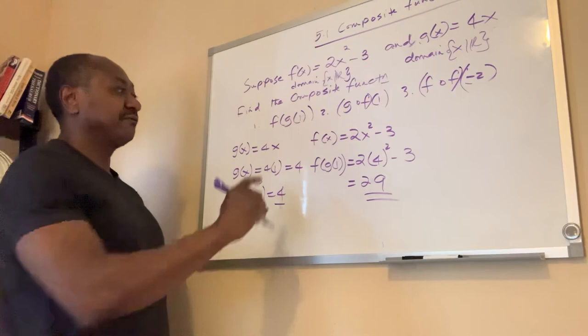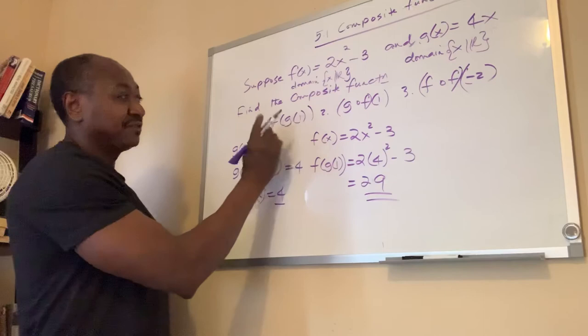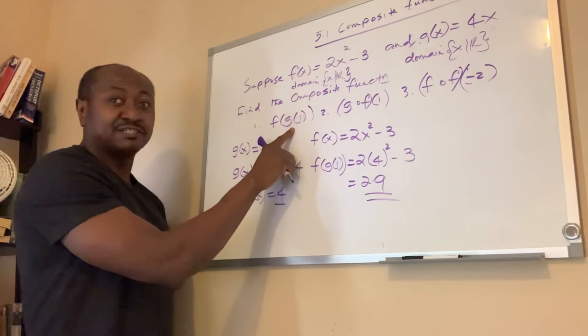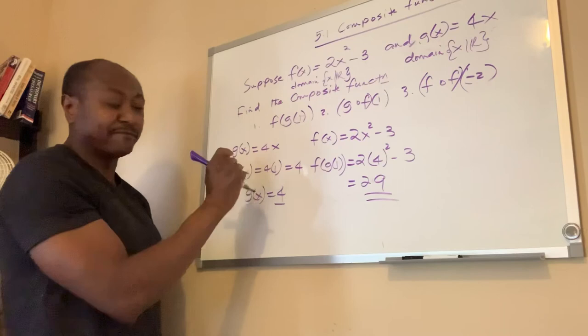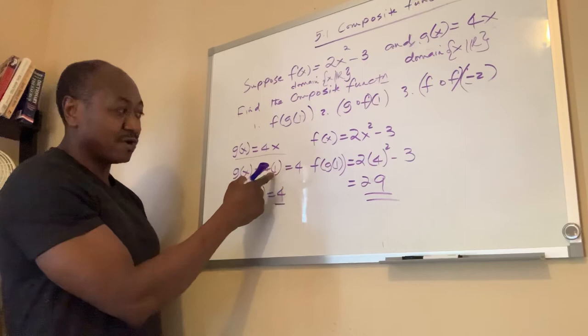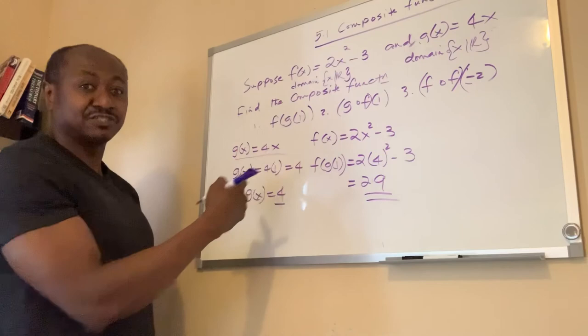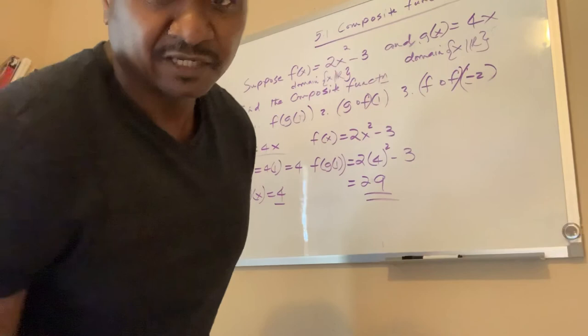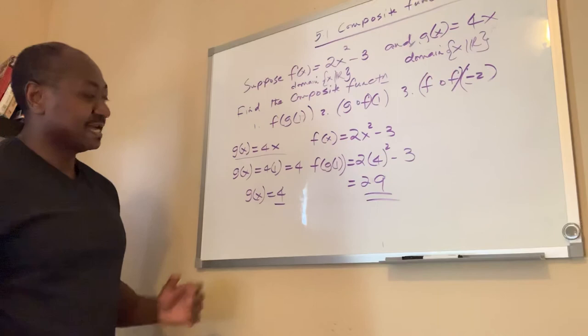But the composition of f composed with g of 1 means that first, take the inner function g, which is given to you as 4x. Anywhere you see x, replace it by 1. So anywhere you saw x, you replaced it by 1, and your g of x became 4. Then you go back to the original question, because you're trying to evaluate f of g of 1, and g of 1 is 4.